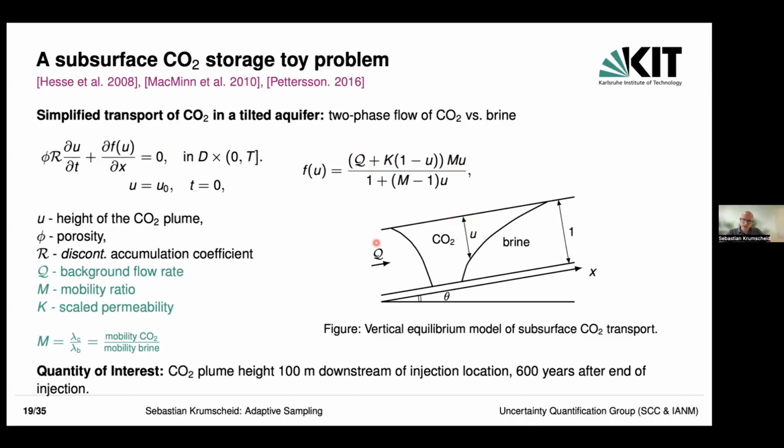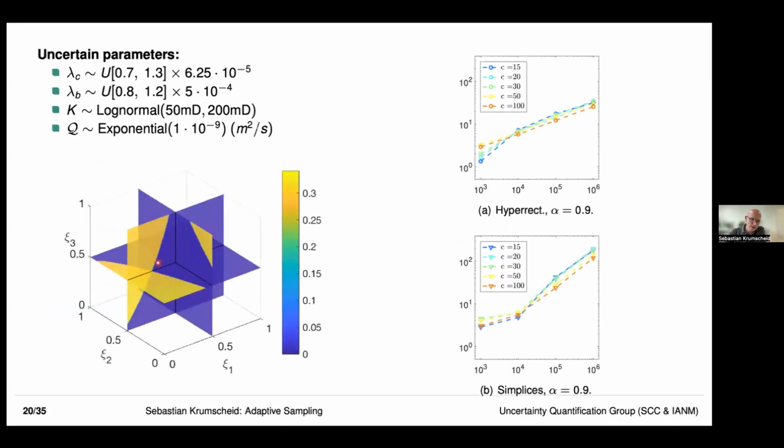So what our quantity of interest is, now we have these two phases of CO2 and brine, and we're interested in, so we're injecting it, we're letting the CO2 flow downstream, and so then we're measuring the plume height in this particular setting, 100 meters downstream, and whatever time units you use, so some 600 years after the end of simulation. So it's not that easy to see, but what I want you to see is, it's now in this particular simplified setting, three-dimensional in stochastic plane, and we also, in this simple hyperbolic system, have discontinuities in the stochastic domain.